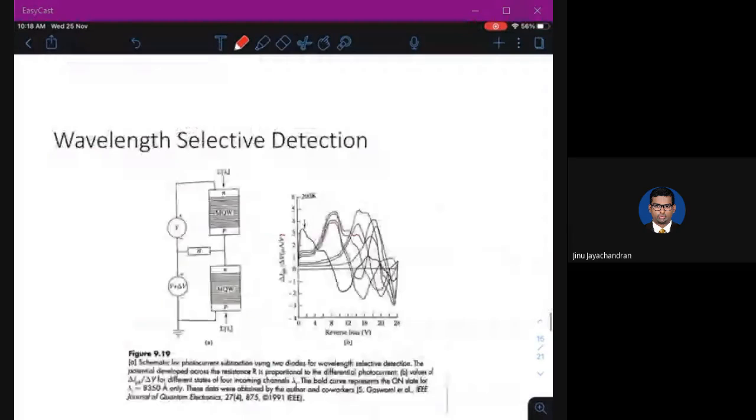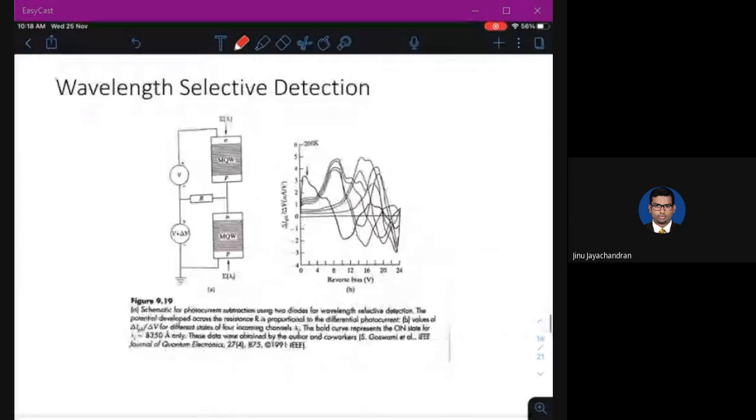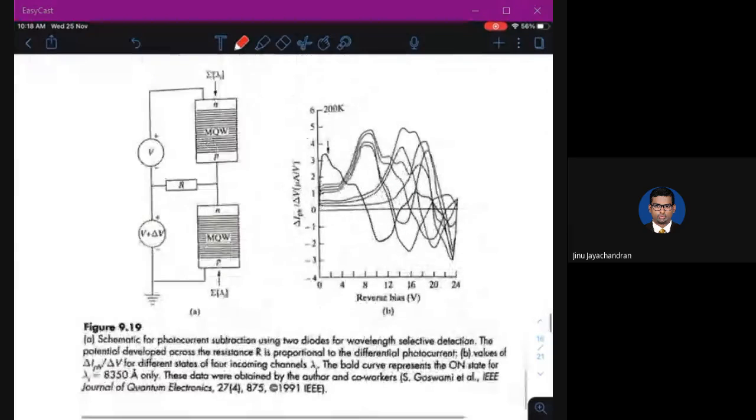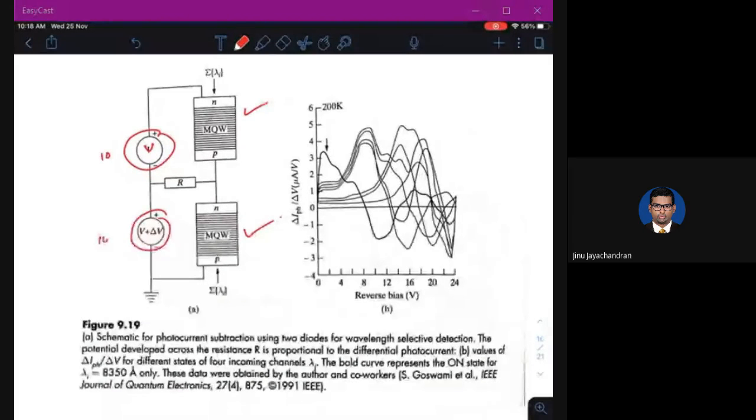And that is done by another structure. So in this structure, you see that you have two PN diodes with a multiple quantum well, and they are connected to reverse bias. But the reverse bias voltages have a relation. So if this is V, this is V plus delta V. So this is 10, this will be 10 plus 0.1 volt, something like that.